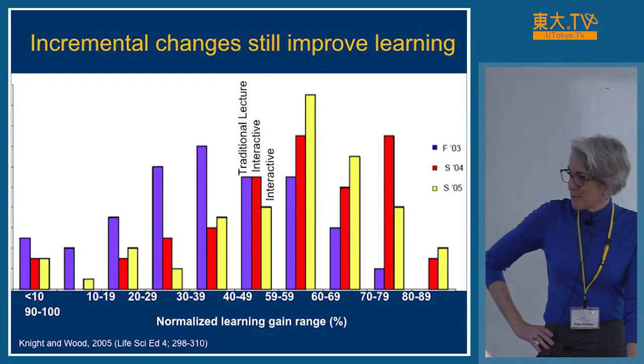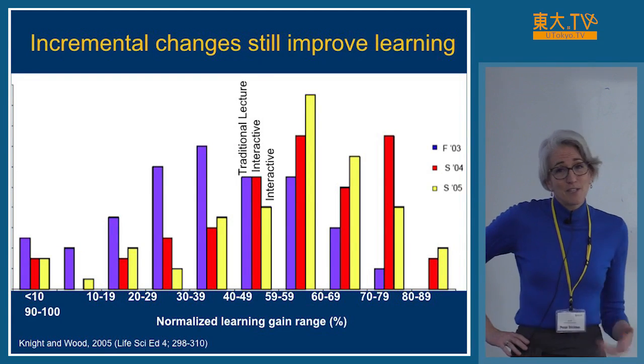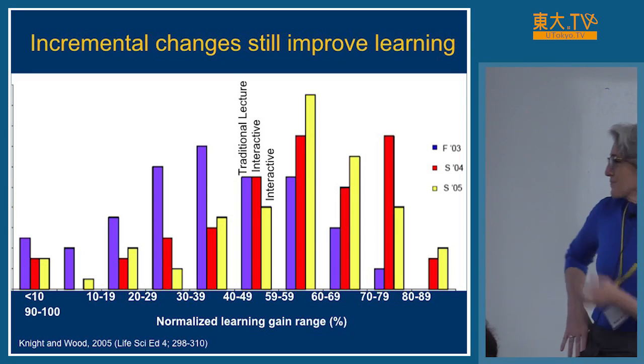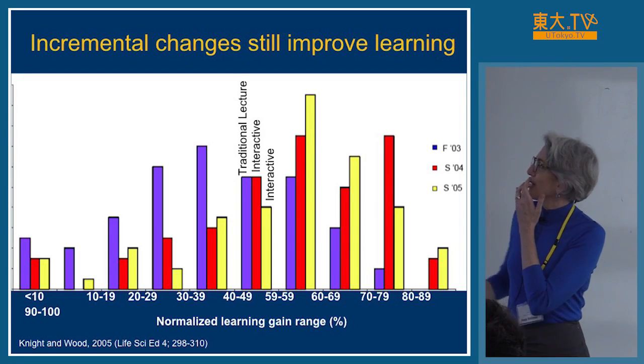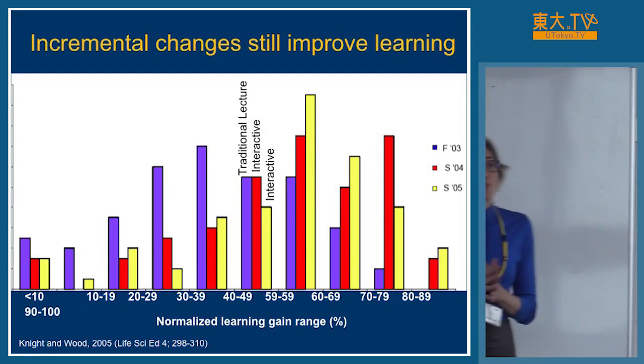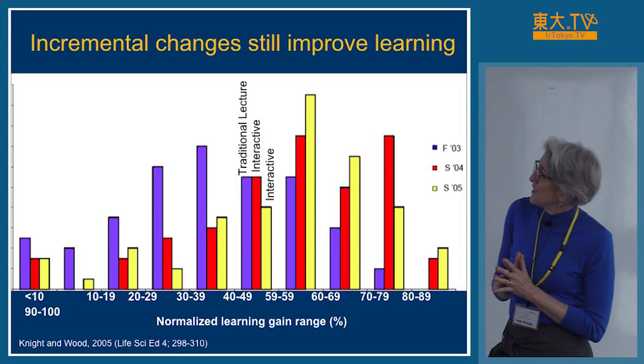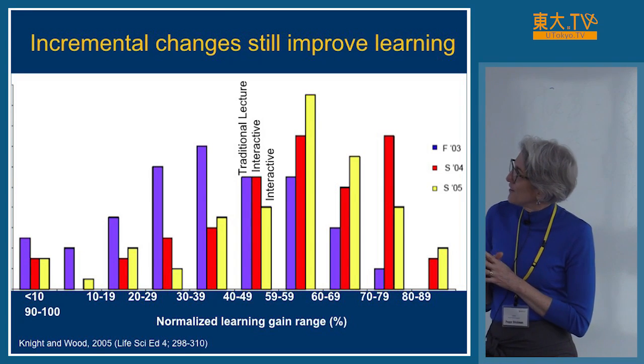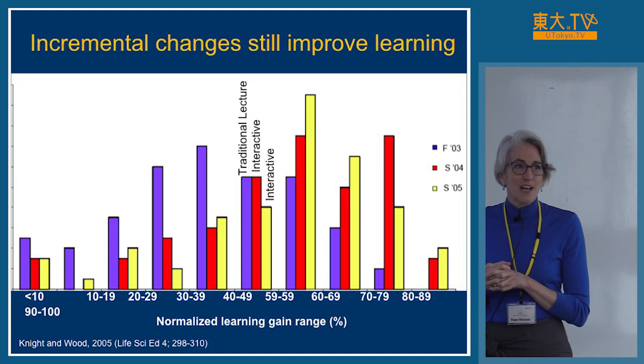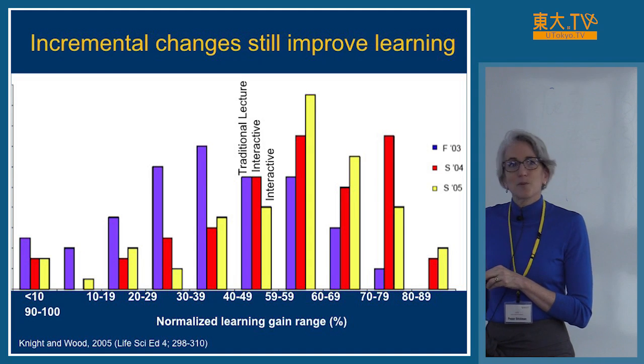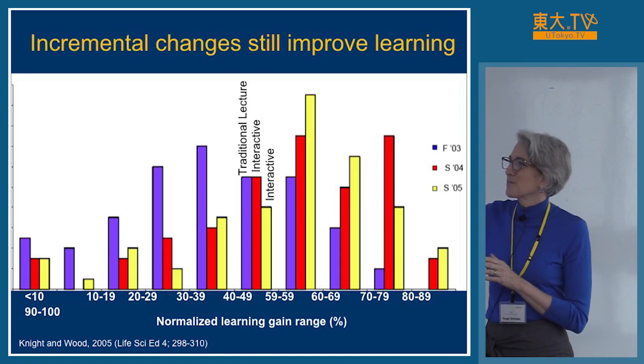It's some data from Bill Wood, who was in the video that was talking about active learning, who started making changes to his class in 2003. And you can see in this graph, in the fall of 2003, he was doing a very traditional class. And he looked at where students were with normalized learning gains for this course. And it was a bell curve.